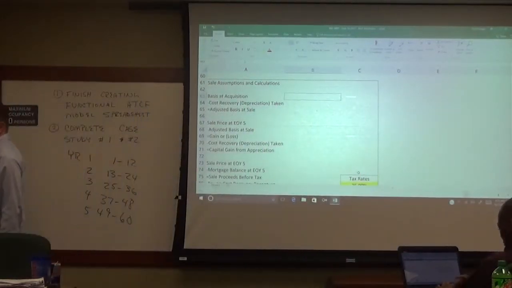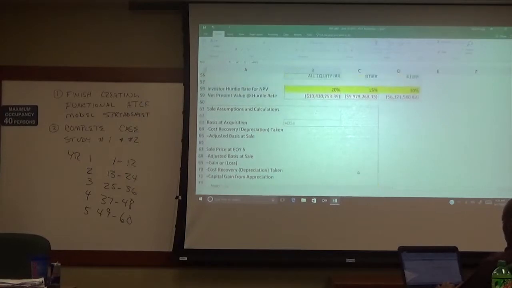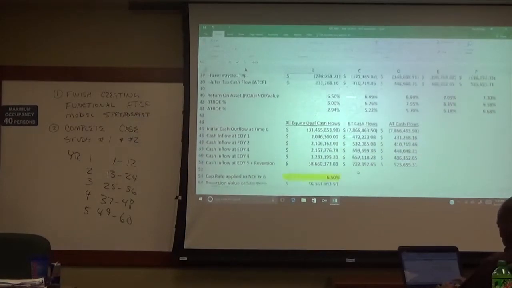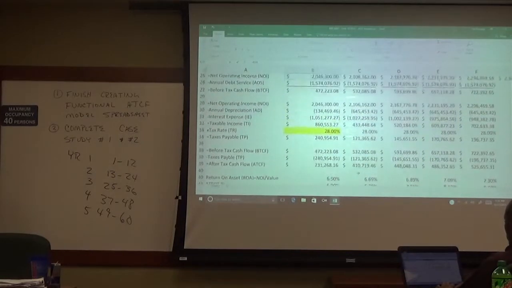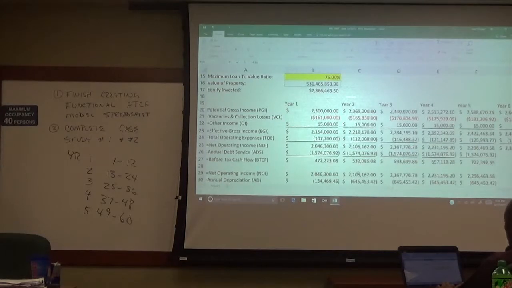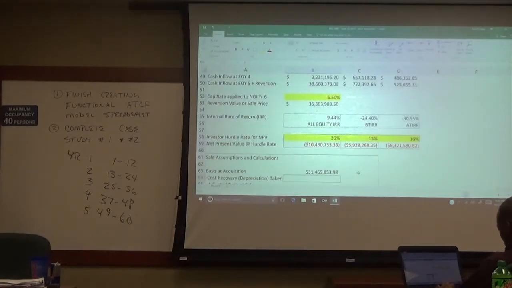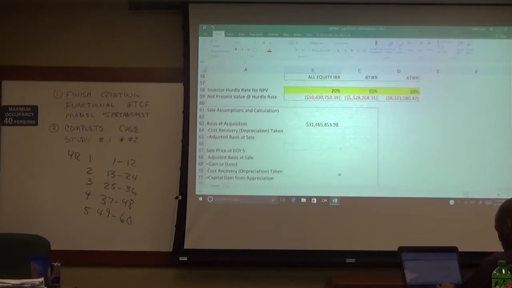Okay, so the first value that we're going to be populating here is the basis at acquisition. So take a look. That number is simply what? The purchase price. Okay? So, equal. Let's go up, grab that value. Okay? So B16. Okay? So cell B63 is just a cell reference to B16. Okay? You right with me? Yes? Okay.